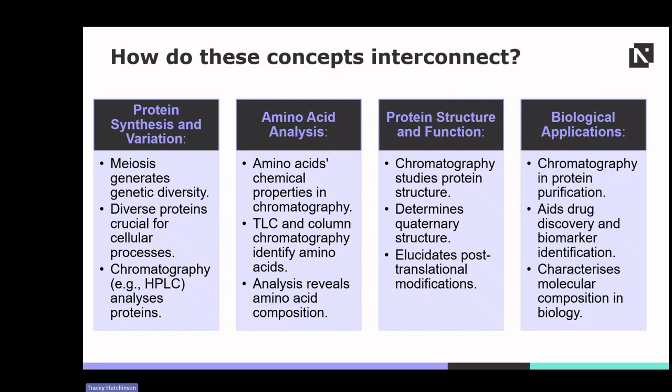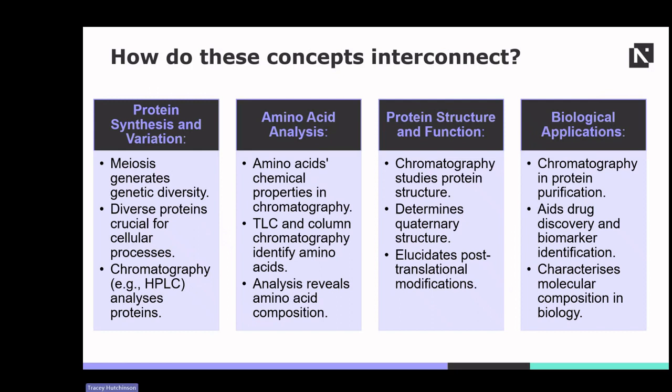Chromatography has diverse applications in biological research, including protein purification, drug discovery, and biomarker identification. By separating and analysing complex biological samples, chromatography allows scientists to characterize the molecular composition of cells, tissues, and biological fluids. This information is invaluable for understanding disease mechanisms, developing therapeutics, and advancing biomedical research.